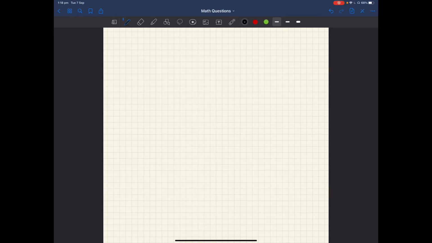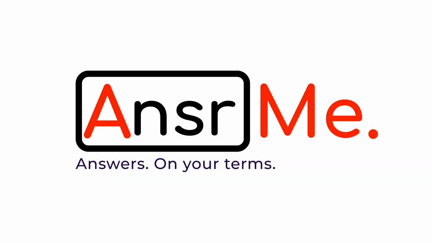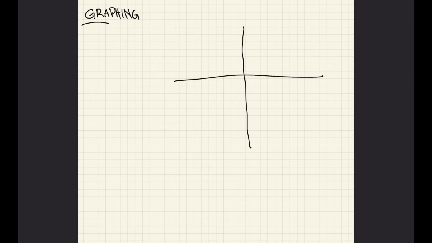Today we're looking at graphing as part of our three-part series on algebra. So let's dig in. Graphing. Okay, so what is graphing? So we have a Cartesian plane. That's what this is called.